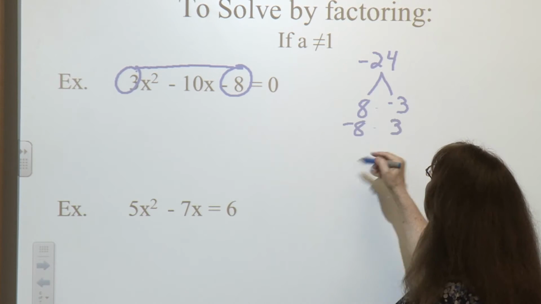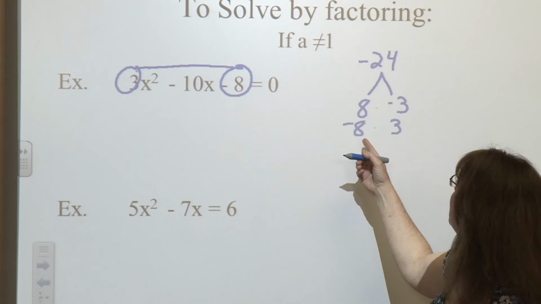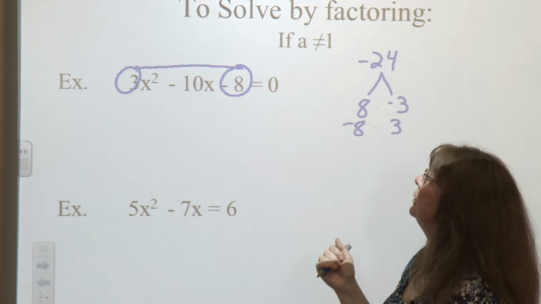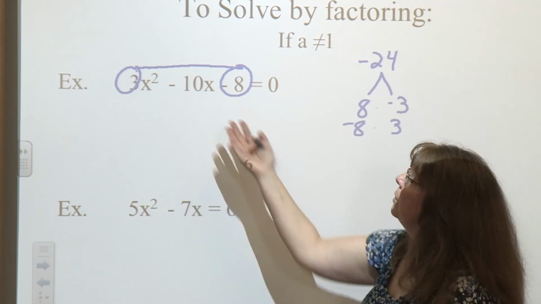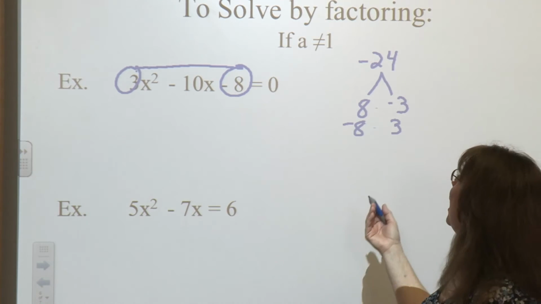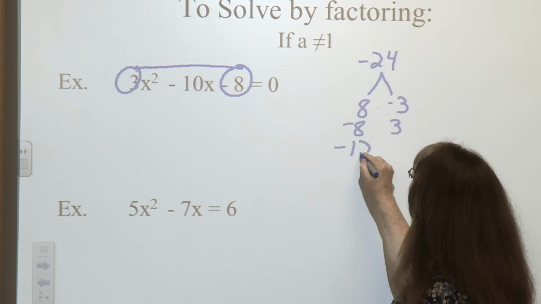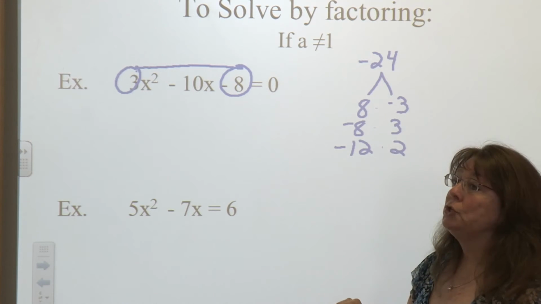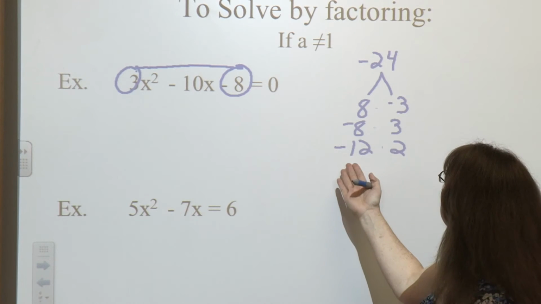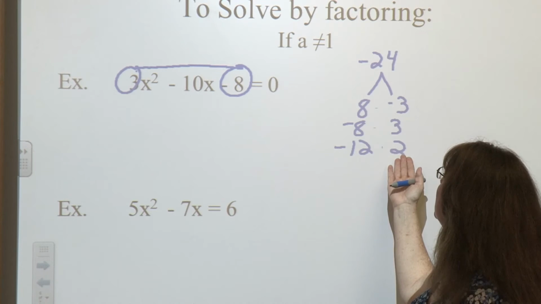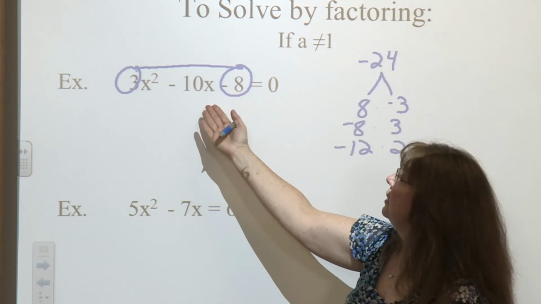Also remember that you have to switch the negative sign. So negative 8 and positive 3. Again, I'm not getting negative 10. But I do notice I probably want the bigger number to be negative. I need two factors that are going to add to negative 10. Well, 12 and 2 will give me 24. So negative 12 times positive 2 is negative 24. And negative 12 and positive 2 will give me the negative 10 in the middle.